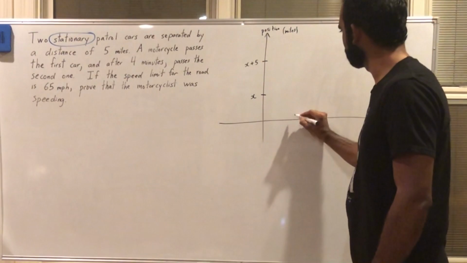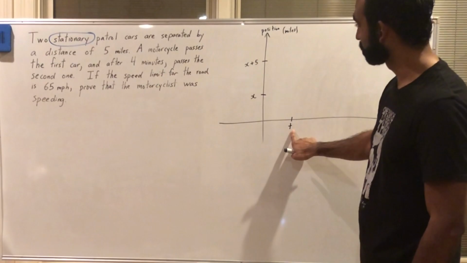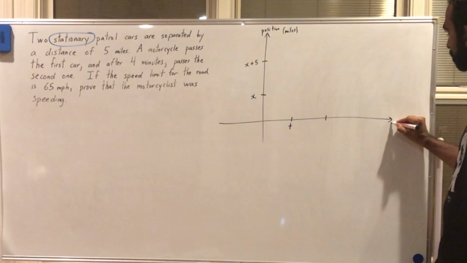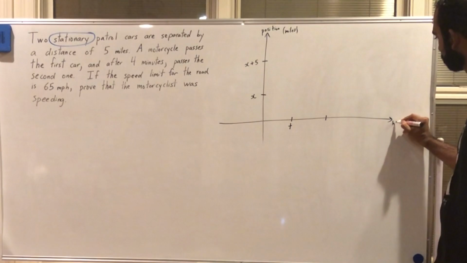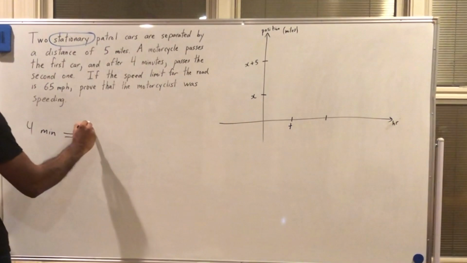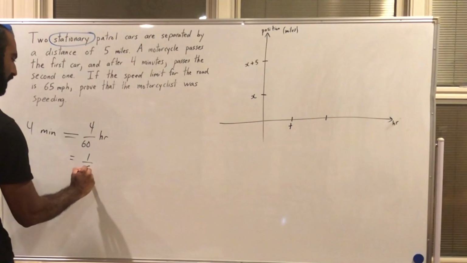And let's say this time value is t, so the motorcycle passes the first patrol car at a timestamp of t. Is t measured in minutes or hours? This is measured in hours. We want this to be in hours for our final answer. So first things first, what is 4 minutes converted to hours? 1 over 15. Yeah, 4 divided by 60 hours is 1 over 15 hours.